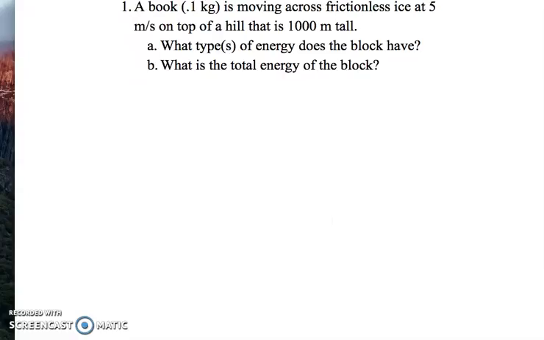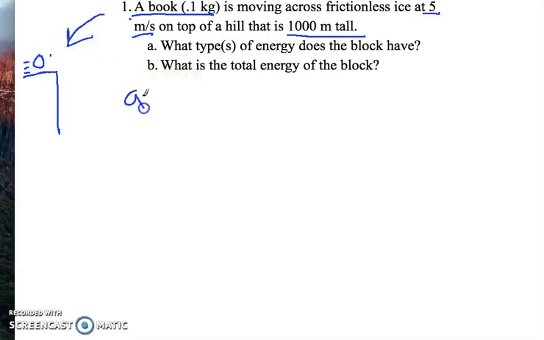Okay, so we'll get into the problem. We have a book of a known mass. It's moving across frictionless ice at 5 meters per second on top of a hill that is 1,000 meters tall. We'll draw it out quickly first. It doesn't say it's falling off, but it's moving on frictionless ice at some elevation on top of a mountain. So this is the scenario.